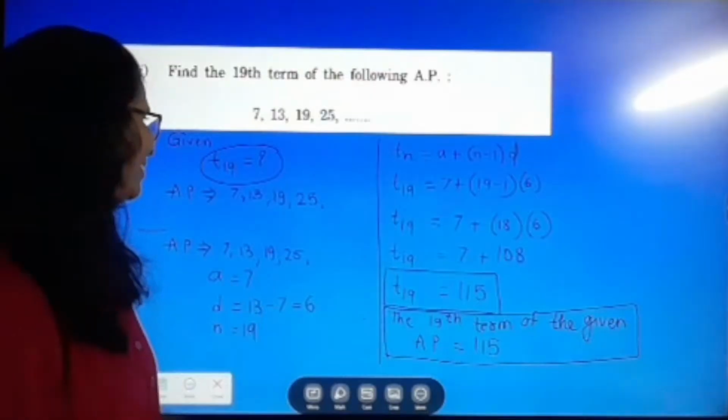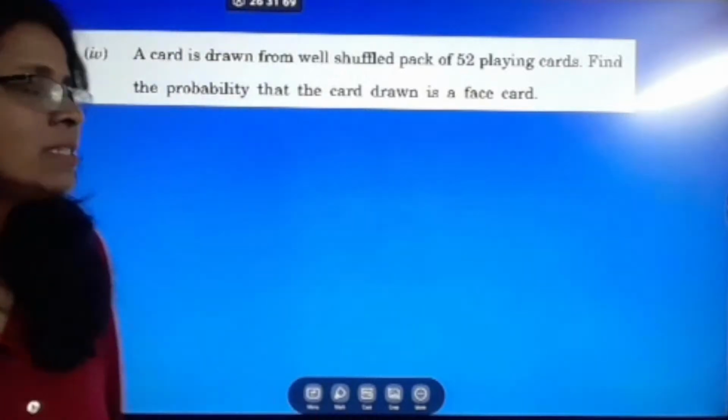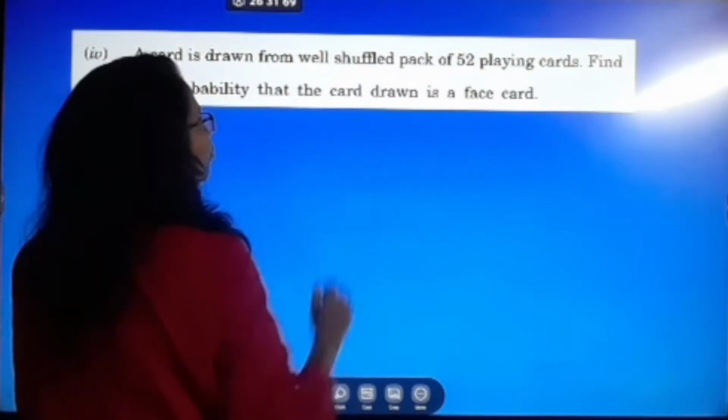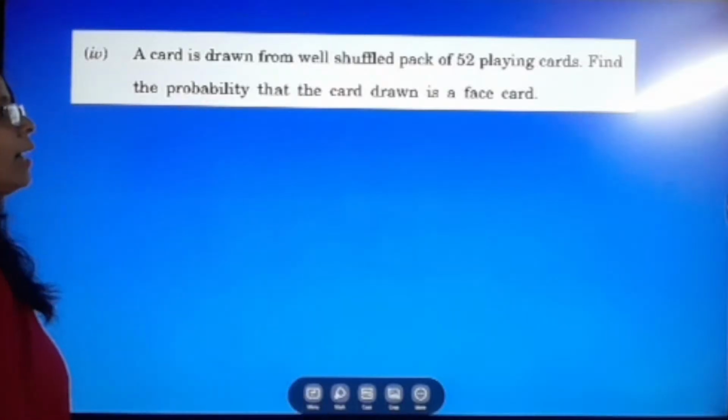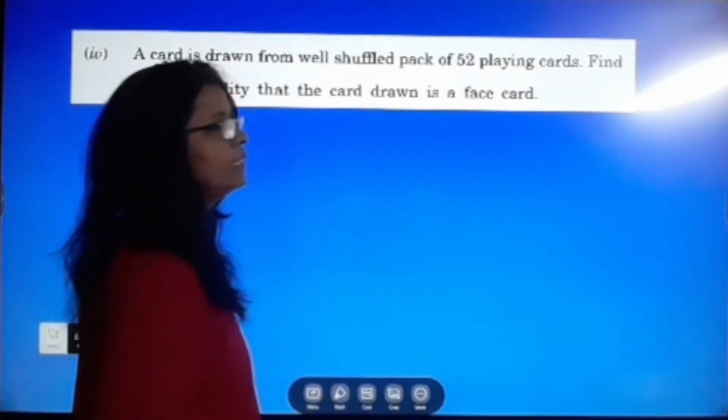Okay, so next one आपण example बघूया. Next one example is that students, a card is drawn from well shuffled pack of 52 playing cards. Find the probability that the card drawn is a face card.